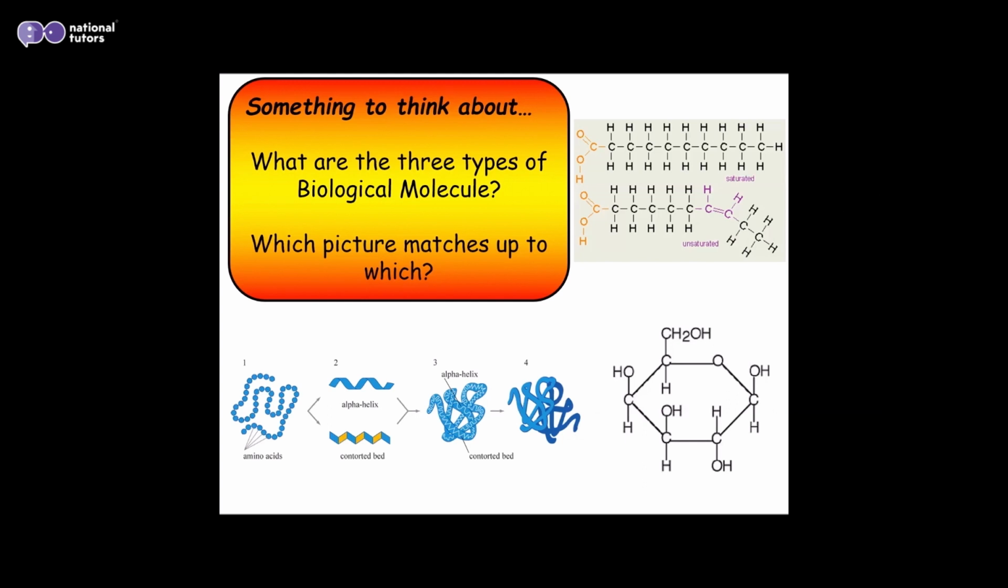And the final one is protein. So 1, 2, 3, 4 there is the formation of a protein. That's a complex process, which we can look at later when we look at protein structure. But the clue there was the amino acids in number 1. So you may have thought, amino acids, that's proteins. So that's a good recap of the GCSE and also introducing the key molecules.